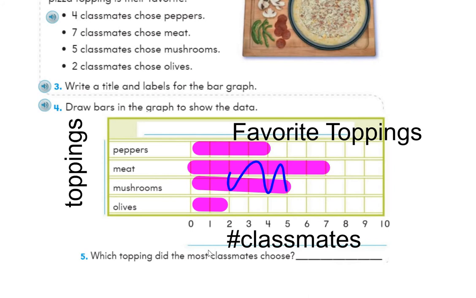Okay, which topping did the most classmates choose? I'm going to go up here, I'm going to look at my marker, it went all the way out here to the 7 for meat. So what did they choose the most? Meat. I like a good old meat pizza myself. Okay.